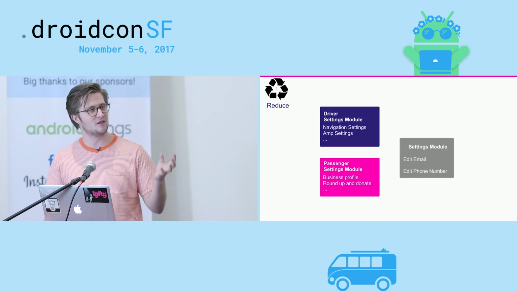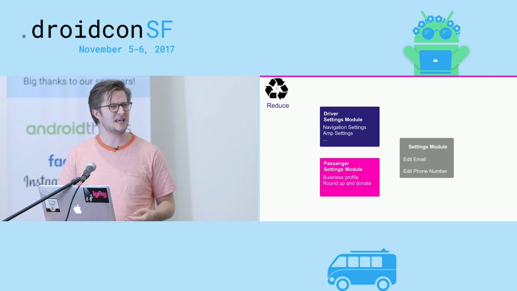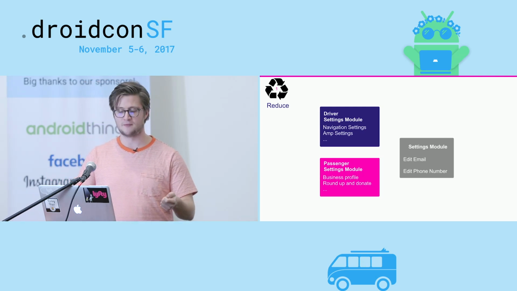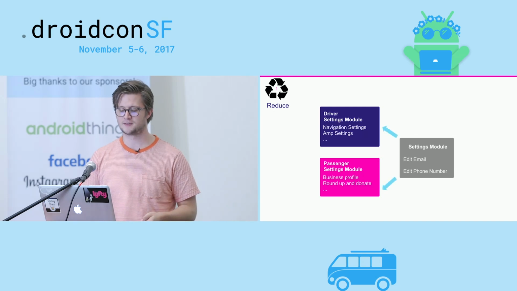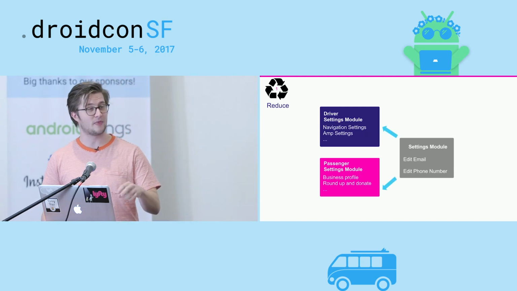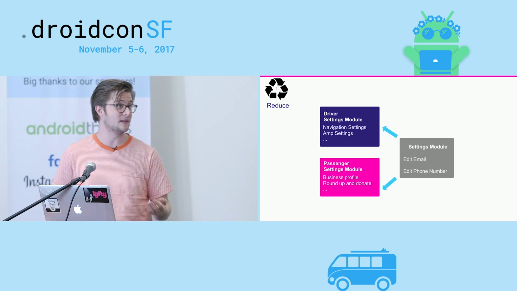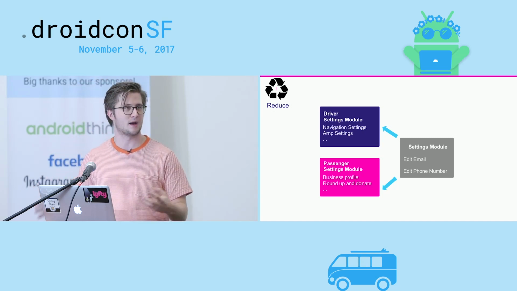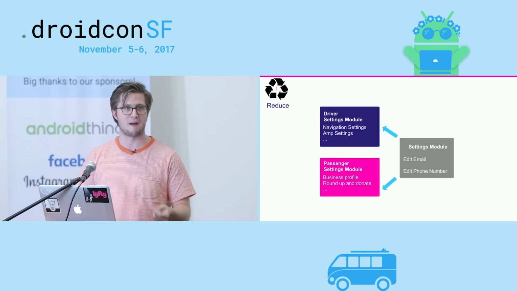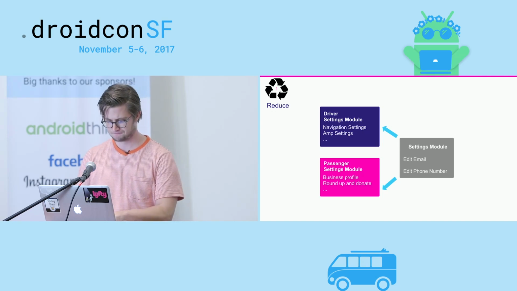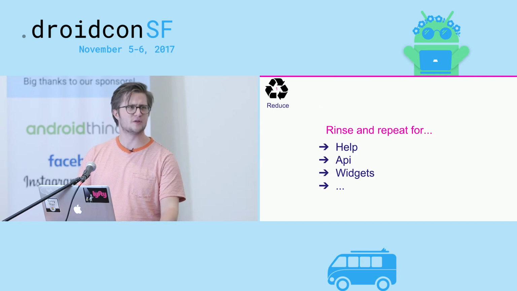Instead, we broke out all of the common components, so maybe editing email, editing phone number, and a few other things. And then we broke out the driver-specific settings and the passenger-specific settings. So then the only part that was shipped with both apps was the common settings module that really needed to be shipped in both anyways. And so we're not pulling in all of these dependencies from other passenger features or driver features and shipping them to drivers and passengers. And we did this in a few different places.